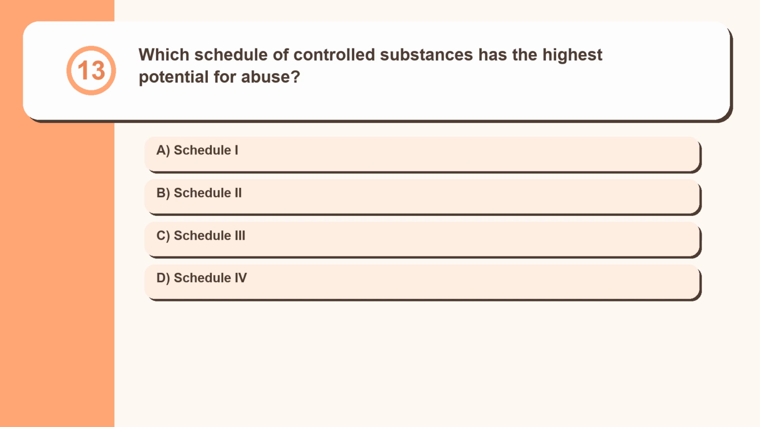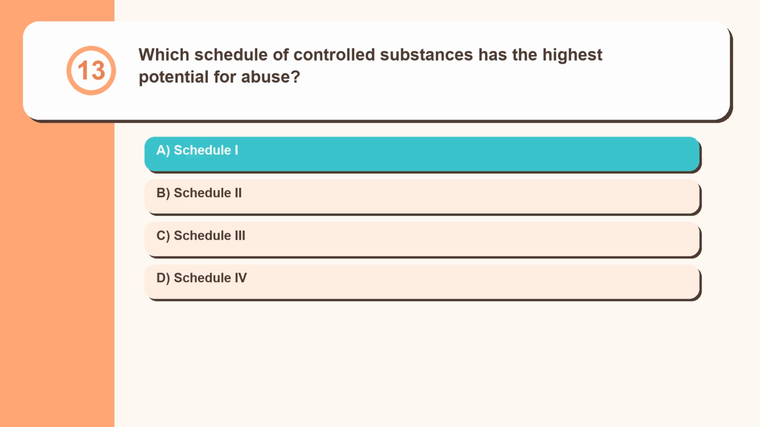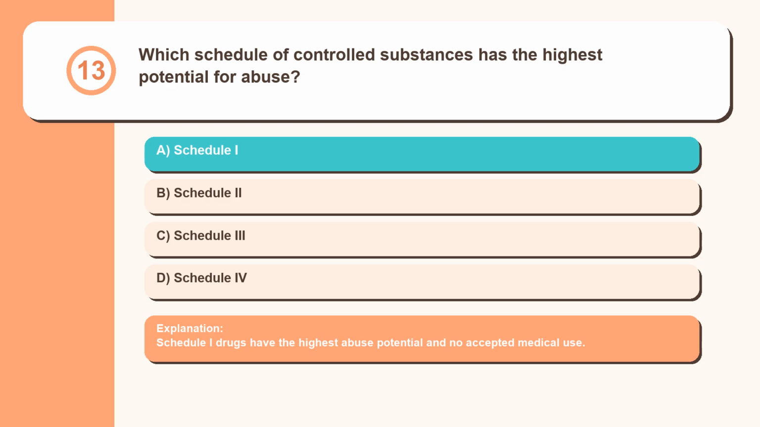Question 13. Which schedule of controlled substances has the highest potential for abuse? Schedule I, Schedule II, Schedule III, Schedule IV. Schedule I drugs have the highest abuse potential and no accepted medical use.